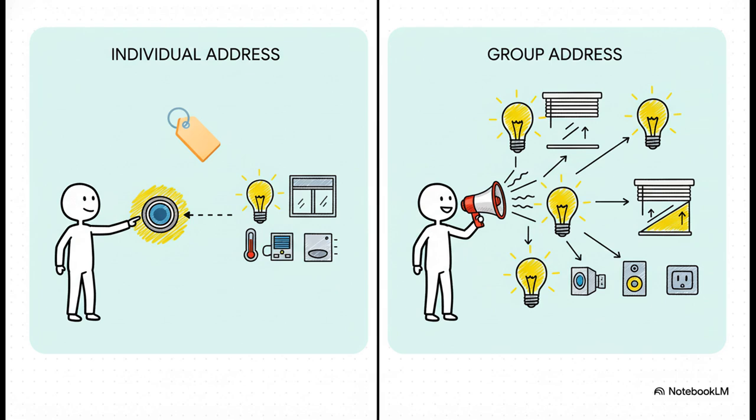It's just for identification. But the real power, the real genius, is in group addresses. A group address isn't a thing, it's a function, like living room lights on or good night mode. A sensor shouts out a group address, and every actuator that's been told to listen for it reacts. It's the difference between calling one person by their name and shouting, "Everyone huddle up," to the whole team.